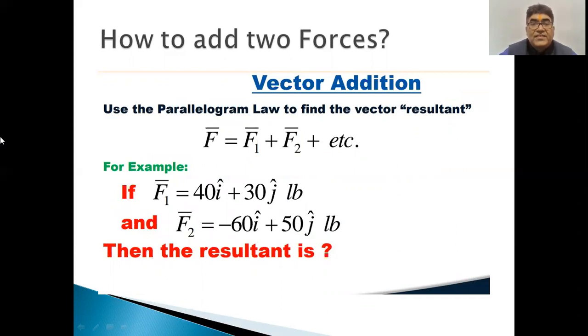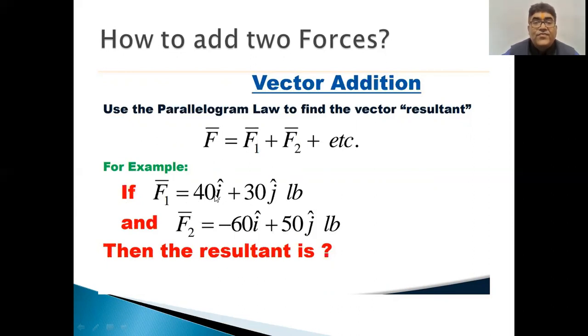How to add two forces? We have to do the vector addition of the forces. We all know that two vectors can be added with the help of the parallelogram law, and the resultant can be found very easily with it. So the vector addition of two forces is F vector equals F1 vector plus F2 vector. F1 vector is represented in x direction and y direction as 40 i cap plus 30 j cap.